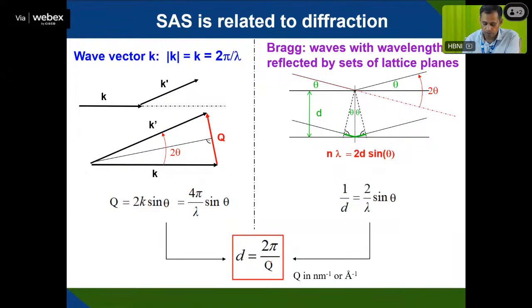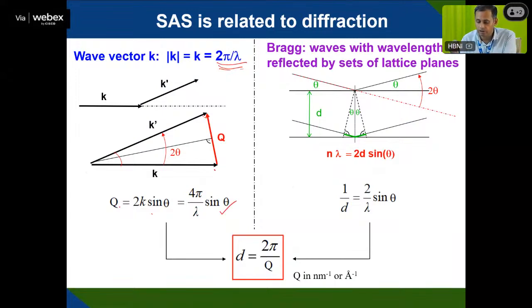If you see this wave vector Q, it is related to your d spacing by the formula d equal to 2 pi by Q. You can see that wave vector K can be written as 2 pi by lambda. So this is the wave vector K, and this is K prime, and this is Q. So Q equals 2K sine theta, that is 4 pi by lambda sine theta.